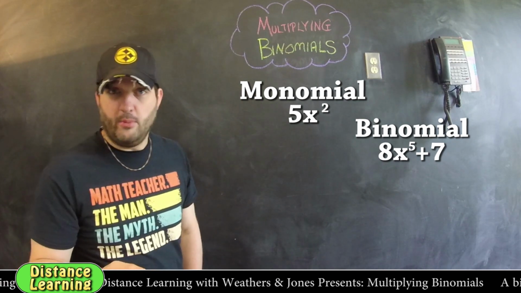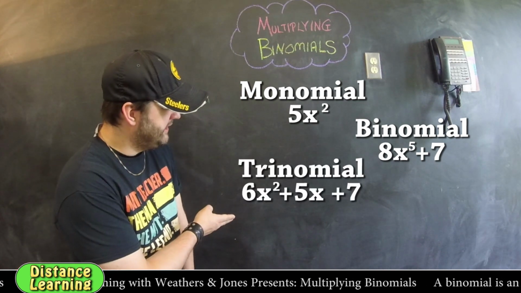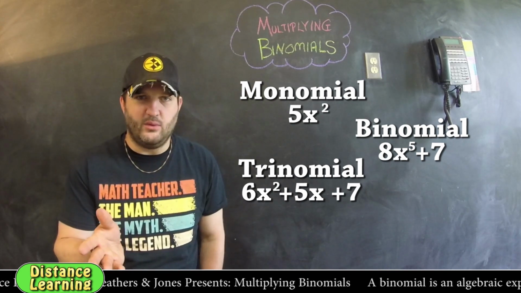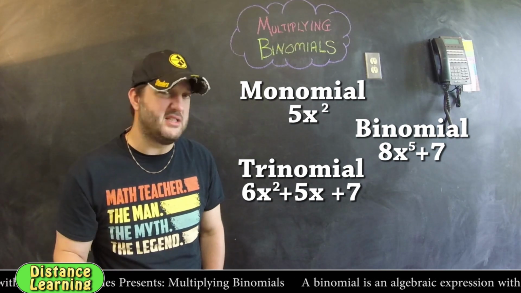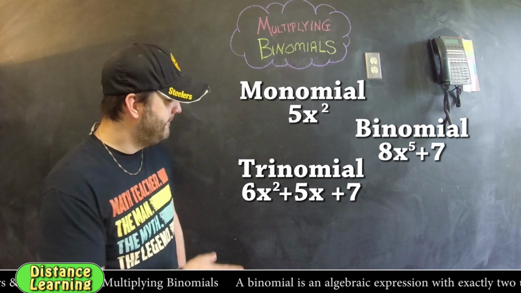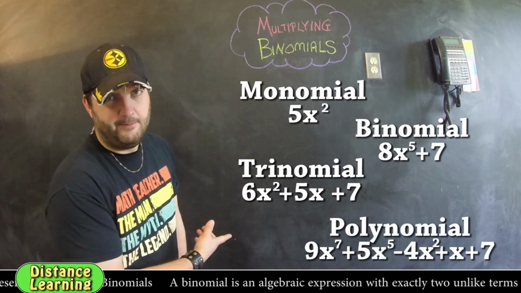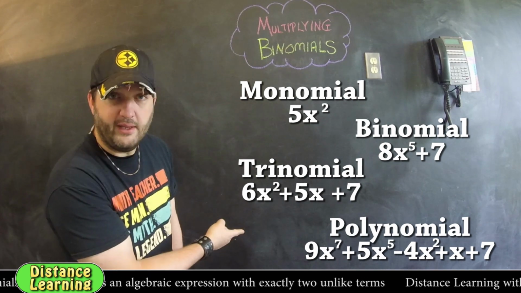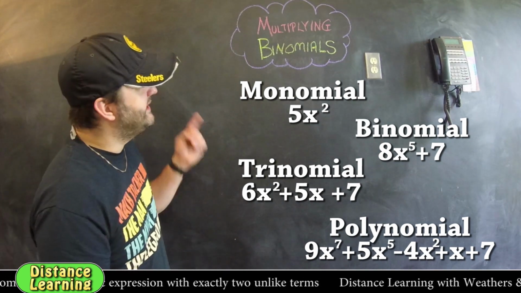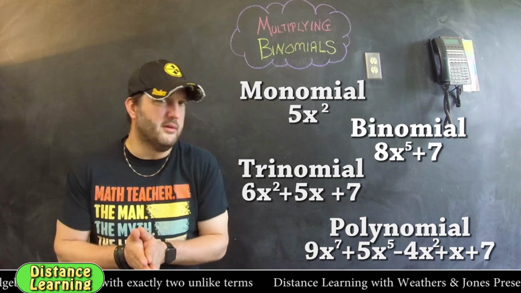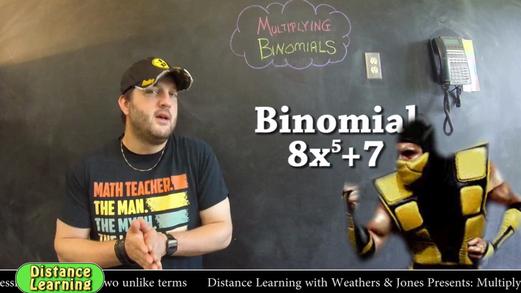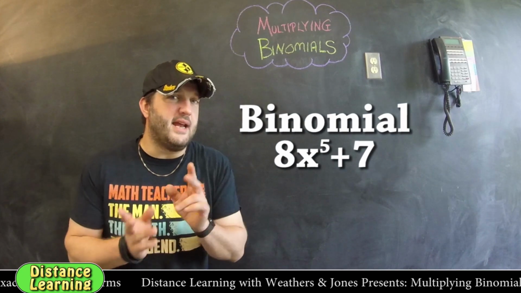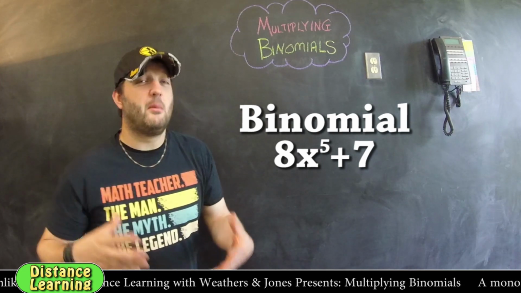And a trinomial would be three pieces. And then after that, we don't have any fancy words. After 4 pieces or 5 pieces, we just categorize them all as polynomial. So monomial, binomial, trinomial, polynomial. Of course, today's lesson is about multiplying binomials. That means you're going to take two of these and multiply them together.